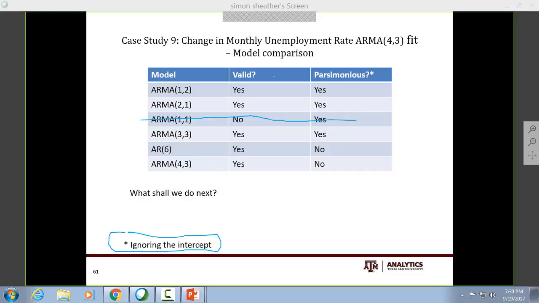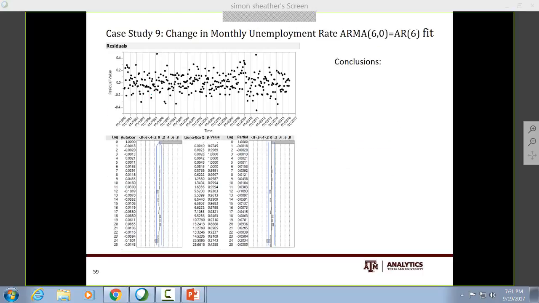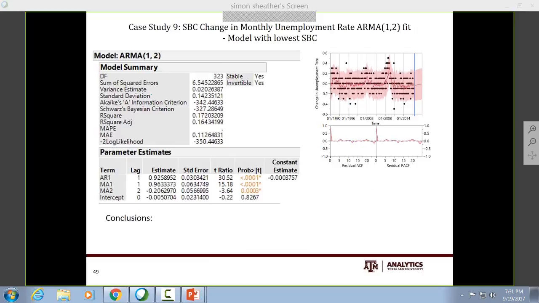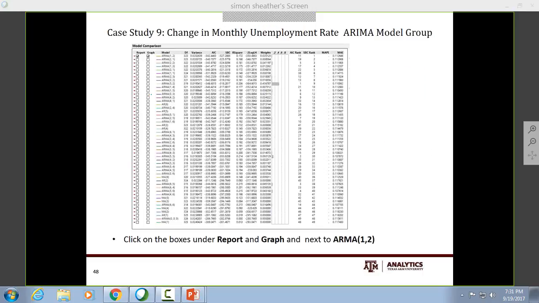Which 2 models would you fit if you had to go forward? If I allowed you to fit 2 models, which 2 would you pick and why? ARMA 1,2 and ARMA 2,1. Why would you pick those? Parsimonious and valid. Because they have the lowest SBC values. Yes, the lowest SBC values. Everybody good with that?